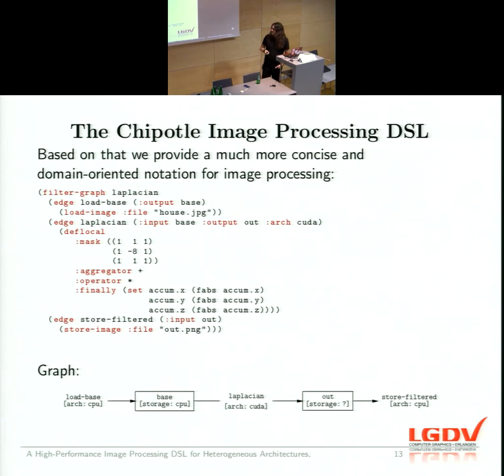And you might notice that the graph shown at the bottom is not really consistent. We load something from disk, and then it's stored. We call it storage CPU because it's in host memory. And then we want to compute a Laplacian kernel on that using CUDA, specified by the arch parameter up here. And so that doesn't really work as it is.